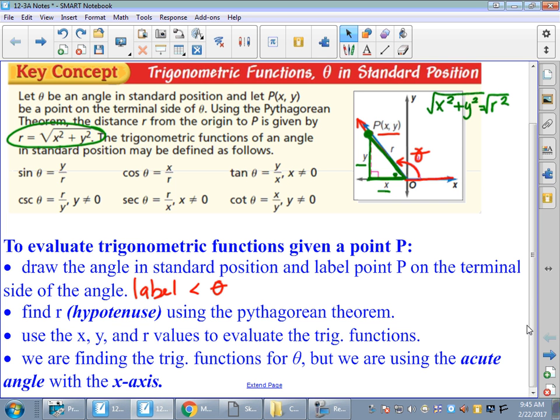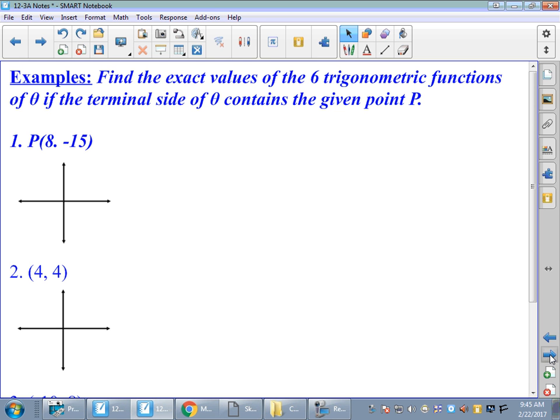And just one last time, we are finding the trig functions for theta, but we are using the acute angle with the x-axis. So let's go ahead and try this. We're going to find the exact values. Exact means no decimals. If there's a radical, you got to leave it in radical form. So everything will be exact.